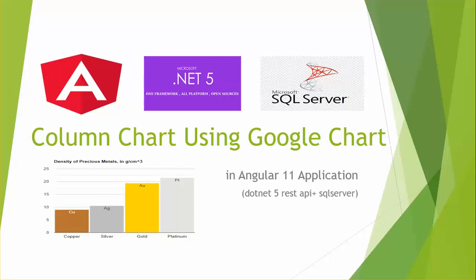In this video, I will show how to visualize a column chart in an Angular application using the Google Chart library. A column chart is the vertical bar chart. The horizontal version of the chart we can simply call a bar chart.